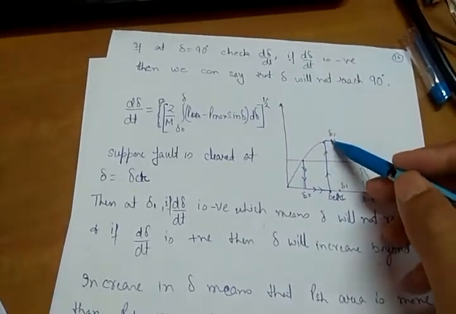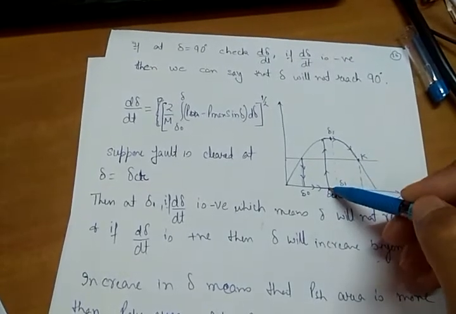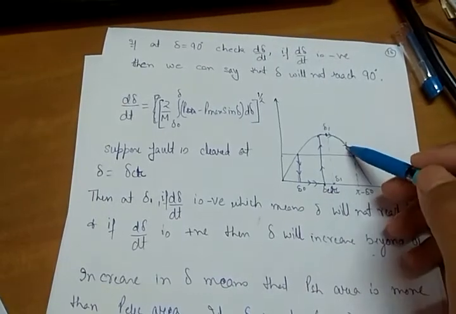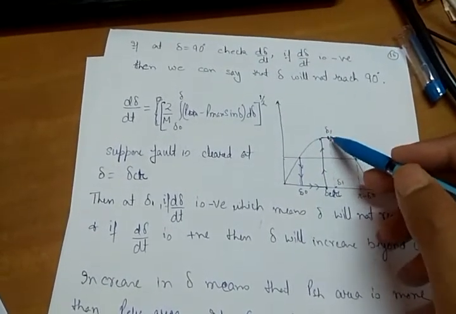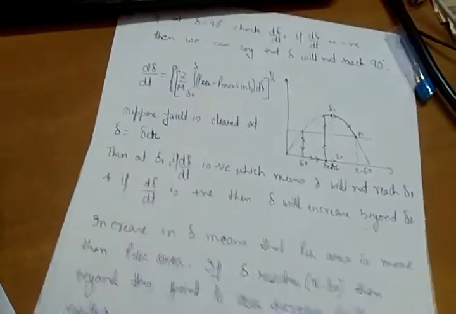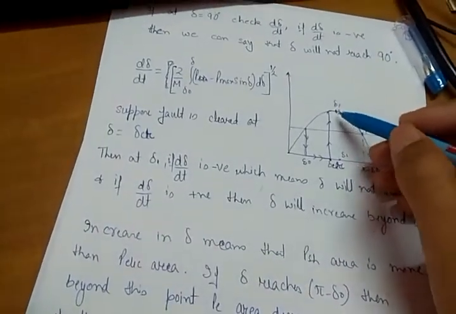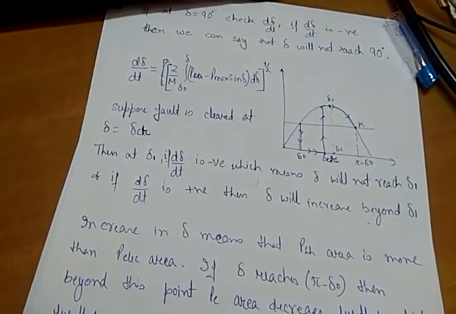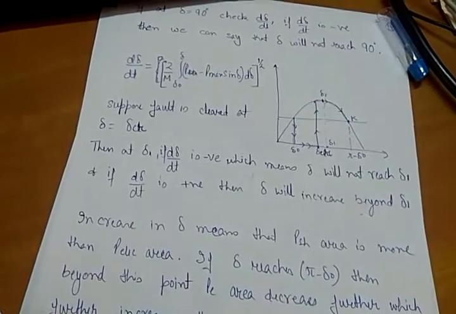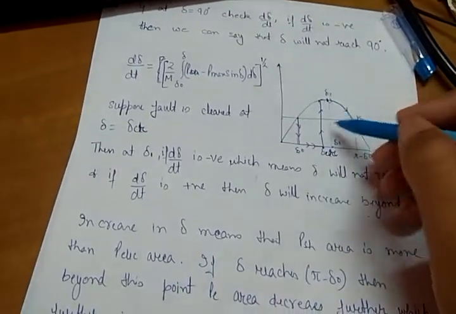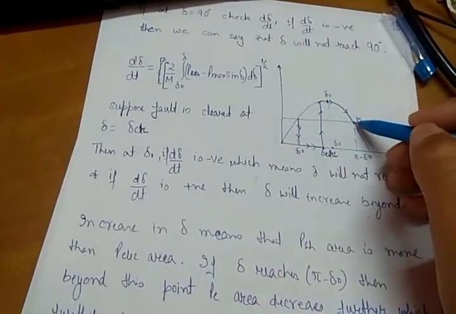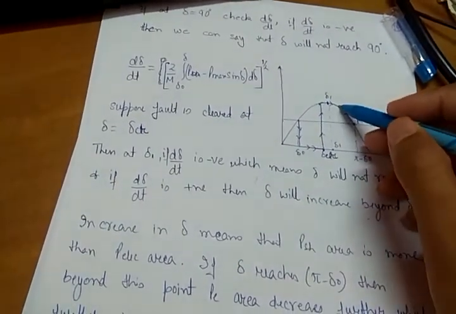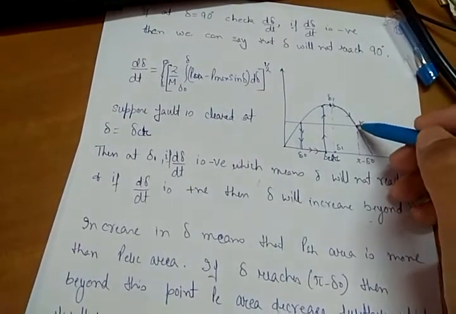I am clearing the fault at delta cr, and I am measuring d delta upon dt at this point. If d delta upon dt is positive, it will go further, and if it is negative, then delta will not reach this point delta 1. So what do we mean by increase in delta? Increase in delta means shaft power is still more than the electrical power. That is why delta is increasing, it is accelerating. If delta reaches pi minus delta naught, delta will continuously increase up to a point where the shaft power area is more than the electrical power area, up to the point pi minus delta naught.